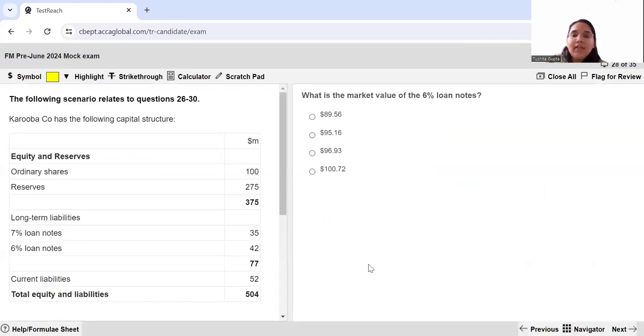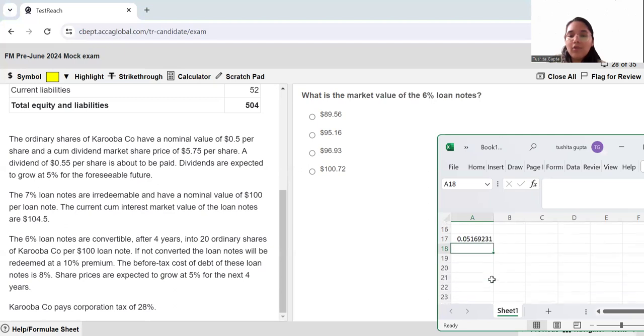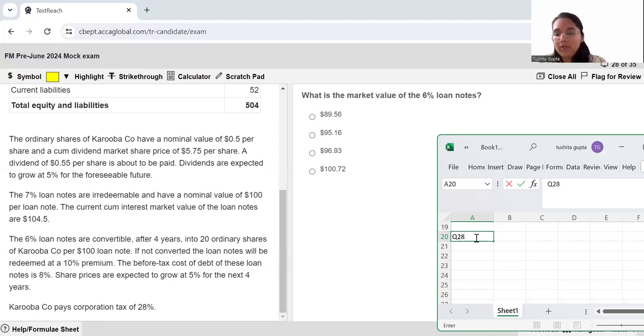Moving ahead to the next one, you have to find out the market value of the 6% loan notes. These loan notes are convertible after 4 years into 20 ordinary shares for a $100 loan note. If not converted, they will be redeemed at 10% premium. Before tax cost is 8%. Share prices are expected to grow 5% for the next 4 years. So what do we do over here? We need to find out the market value of these loan notes.